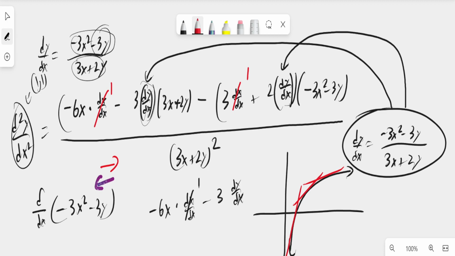I have another implicit differentiation question. Okay. What else is on your test? Is it just implicit? No.